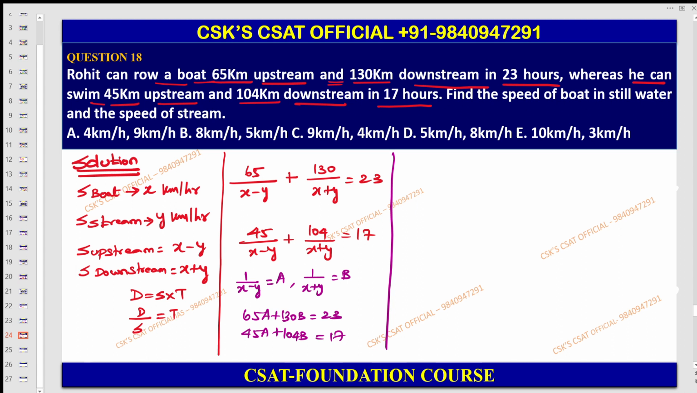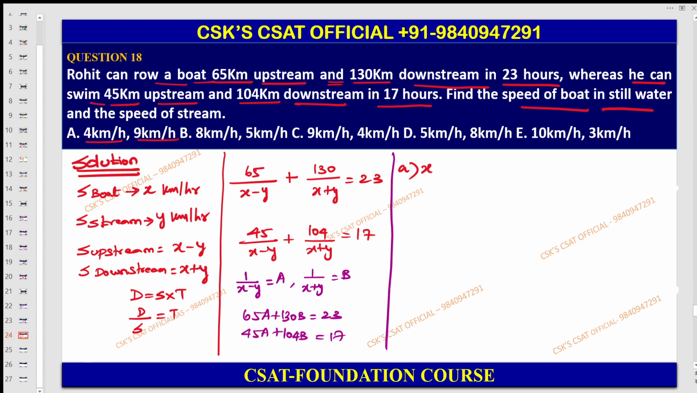So one simple process here is to go with the options. Because the options are provided, you can see the speed of the boat in still water is going to be x. So the first value is going to be x, the second value is going to be y. Substitute them in any one of the equations. It must satisfy the RHS. If it satisfies the RHS, then that is the right option. You go with the option technique. When the options are provided, you can save your time.